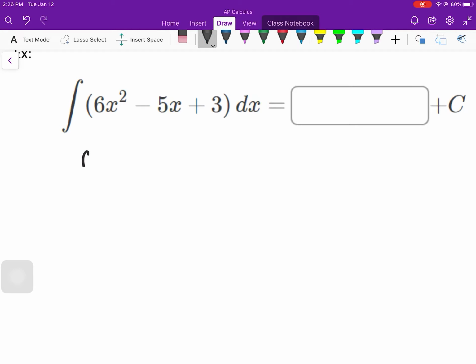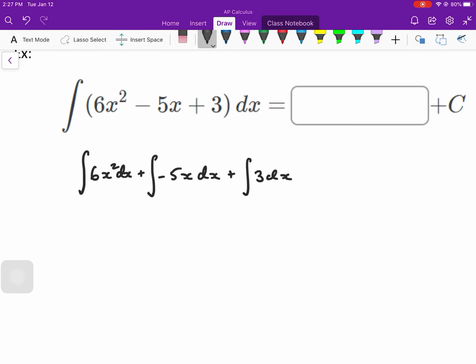The first one was that sum and difference property, and that's the first one I'm going to use. Which just states that if we're separating anything by a plus or minus sign inside the integral, we can just break it down to individual integrals. So I'm going to integrate each of these, or find the antiderivative of each of these individually.